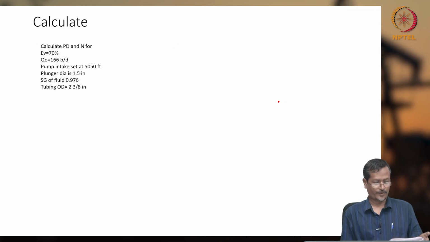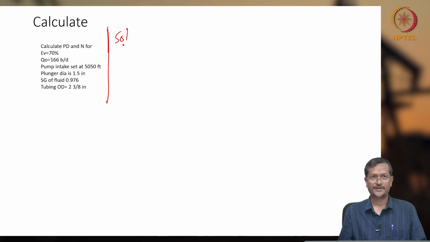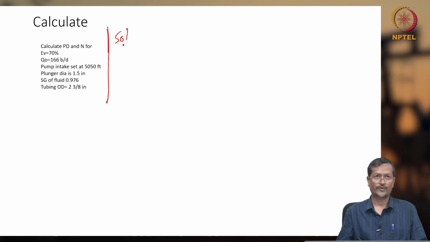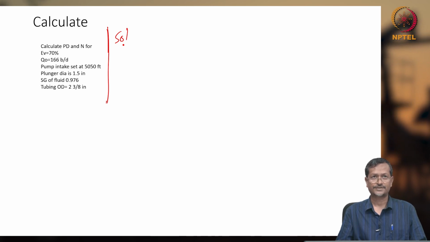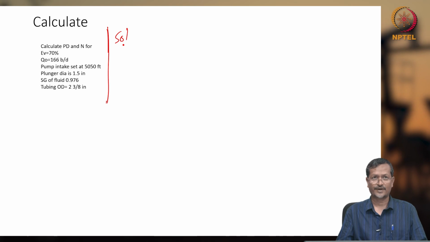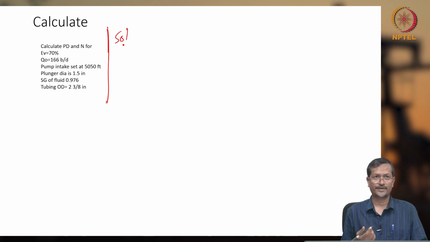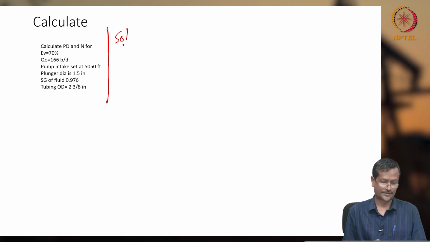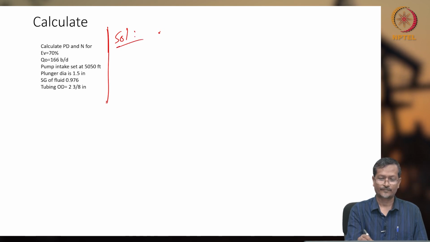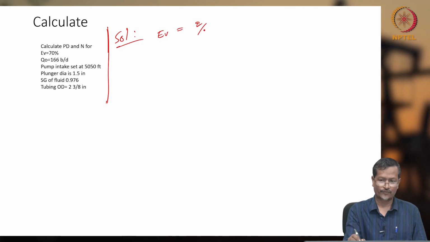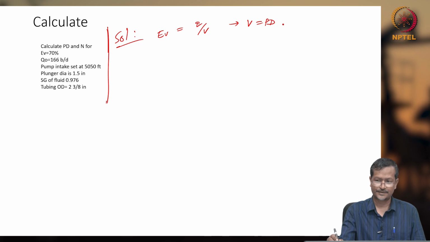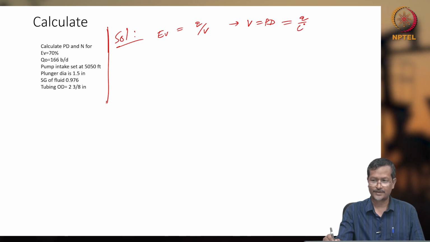Okay, one more problem: calculate piston displacement, or how much fluid is getting delivered by the pump, and speed SPM also you have to calculate. Given volumetric efficiency 70%, oil flow rate 166 barrel per day, pump intake set as 5050, plunger is 1.5, specific gravity of fluid is given, tubing outer diameter also given. So tubing inner diameter actually you have to guess. So EV equals Q, the flow rate, by V.